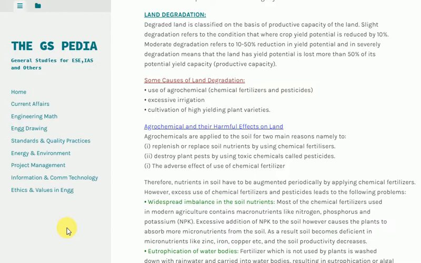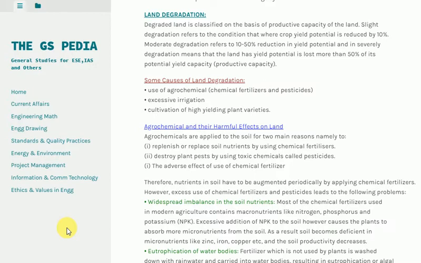Some causes of land degradation: use of agrochemicals, chemical fertilizers and pesticides, excessive irrigation, cultivation of high-yielding plant varieties. Agrochemicals and their harmful effects on land. Agrochemicals are applied to the soil for two main reasons, namely to replenish or replace soil nutrients by using chemical fertilizers, and to destroy plant pests by using toxic chemicals called pesticides.